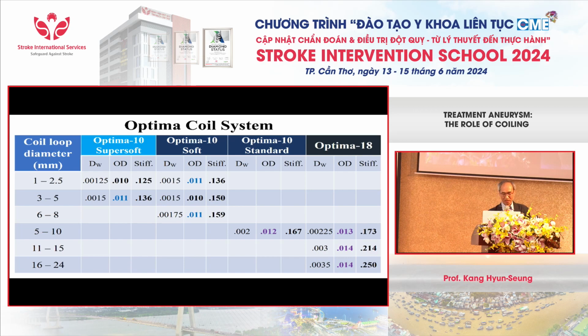So the Optima coil system provides, when you look at the outer diameter, some coils 10, some coils 11, 11, 10, 11. So actually they adjust the outer diameter and primary wire diameter to make a very gentle shift of the coil stiffness. So you can see those numbers. They also provide the Optima 18 coil as well for big aneurysms.